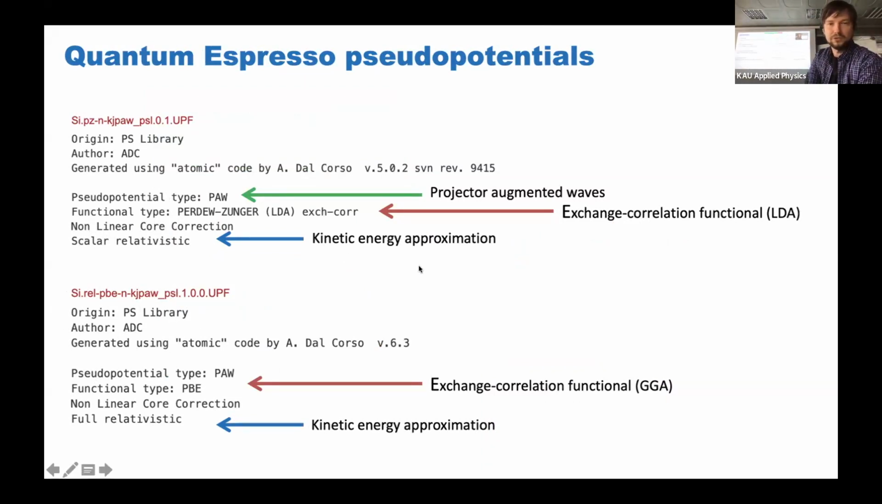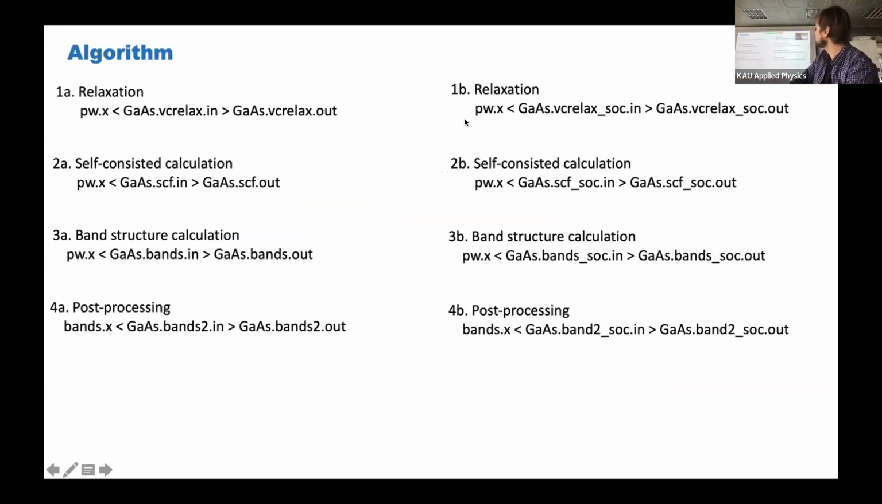And I want to demonstrate today this effect, spin-orbit coupling, and we should do two sets of calculations. One set will be just common calculations for gallium arsenide, and another calculation will be the spin-orbit calculation. So spin-orbit coupling, I call it SOC. And we will do this, and then we will compare what we get.